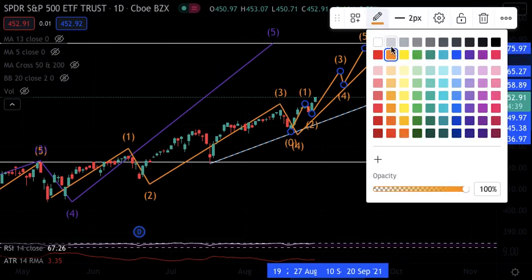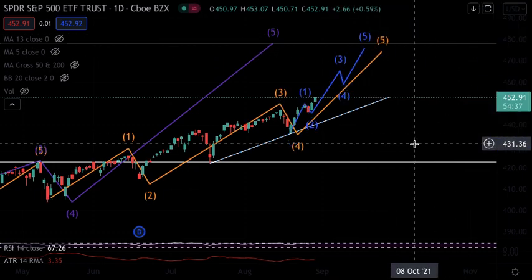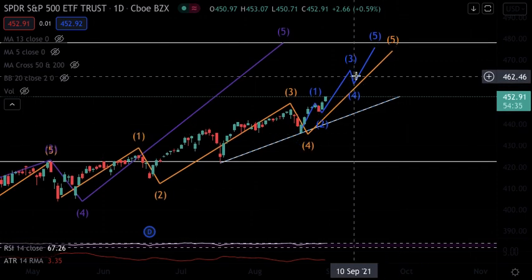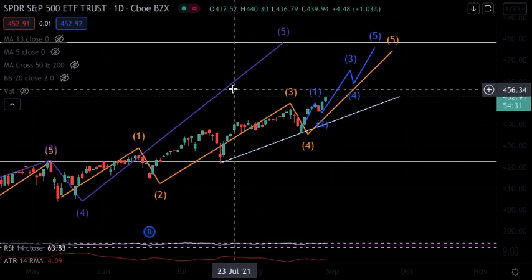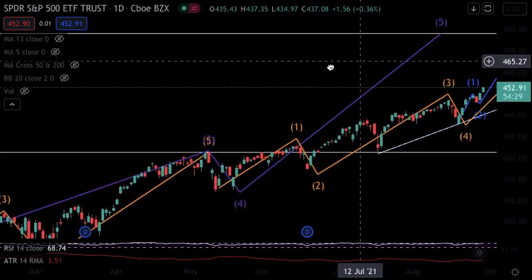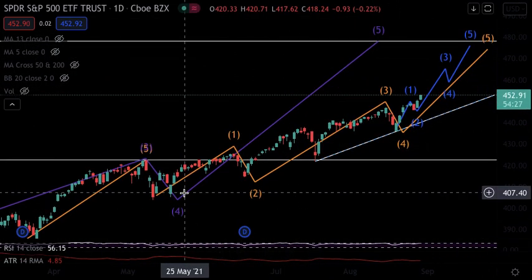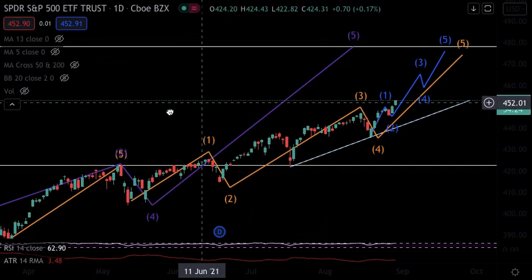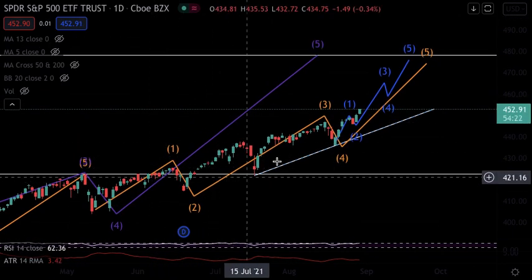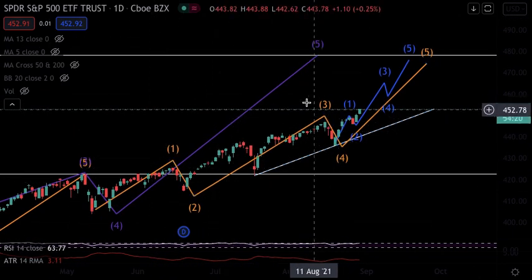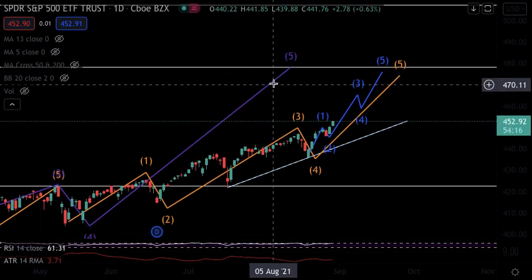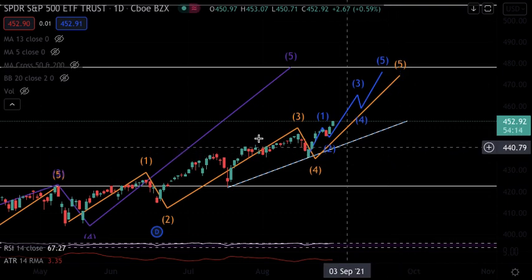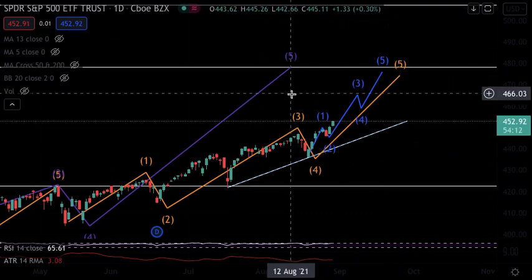Okay, and I'll change this color to blue. So this is the smallest wave. This is the mini wave. The orange waves would be the small wave, and the purple wave would be the big wave. The big wave started all the way from March 2020, and then this is the 5th wave, represented by the orange numbers here. I think we're on the 5th wave of the 5th wave. Okay, now I'm going to remove all that.